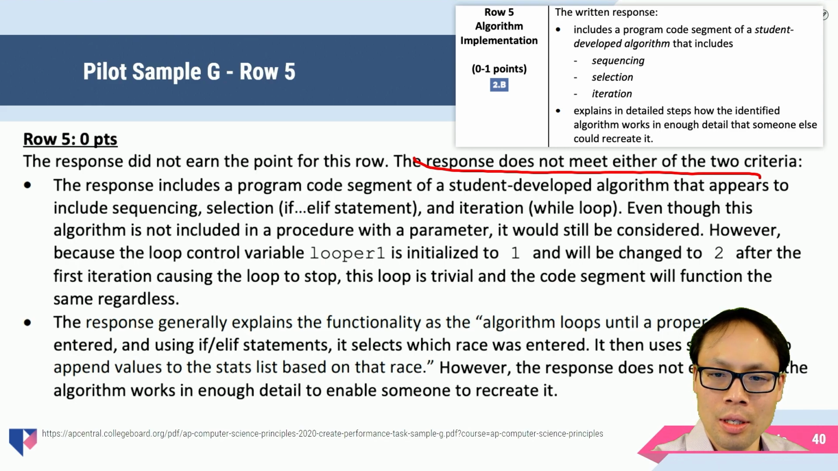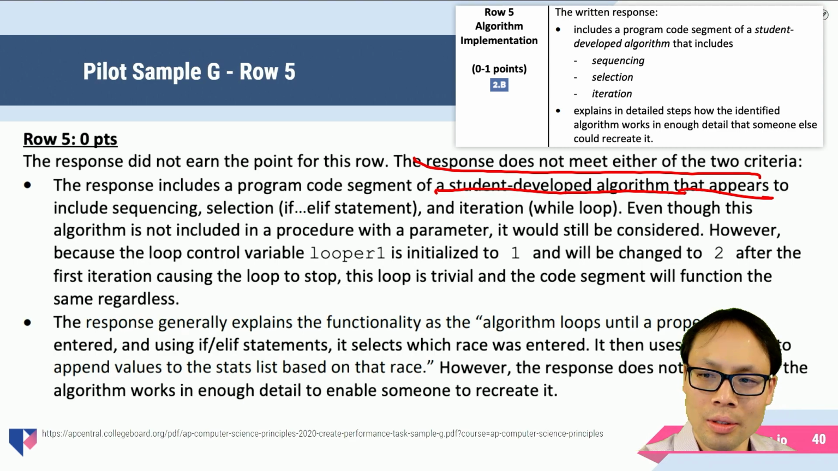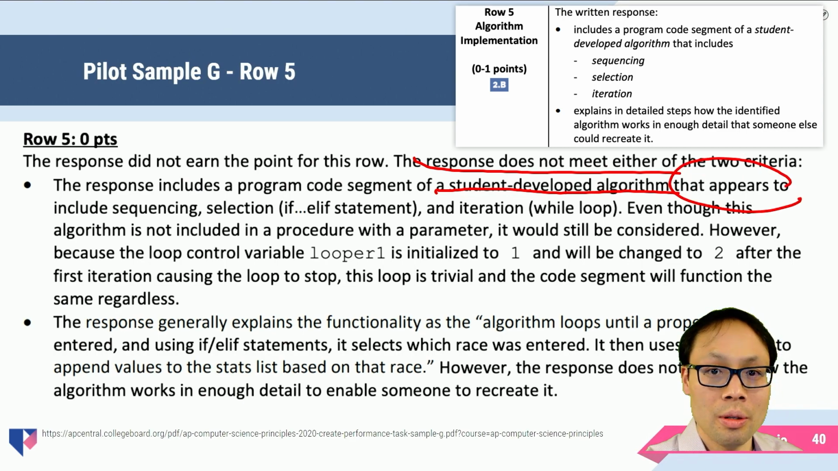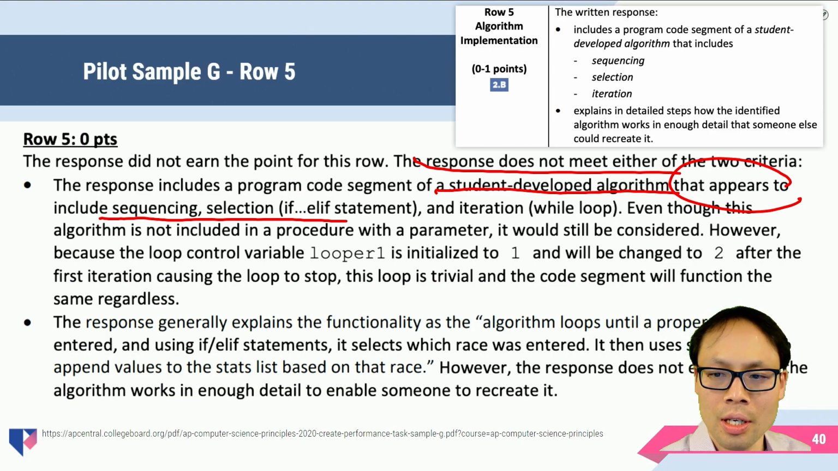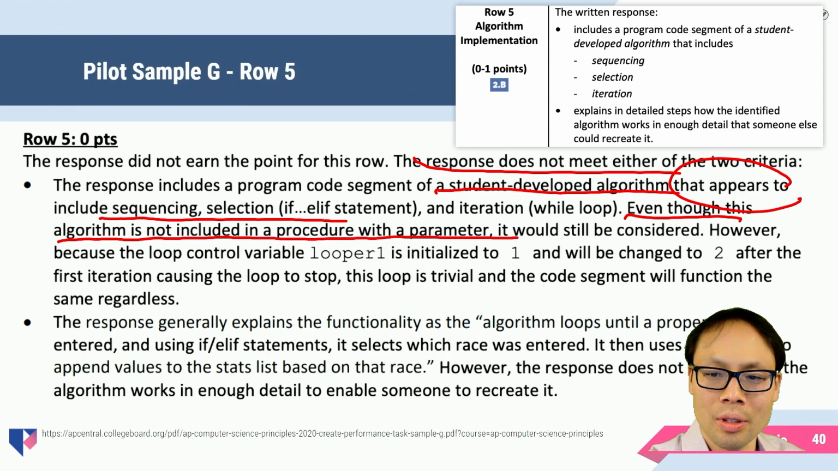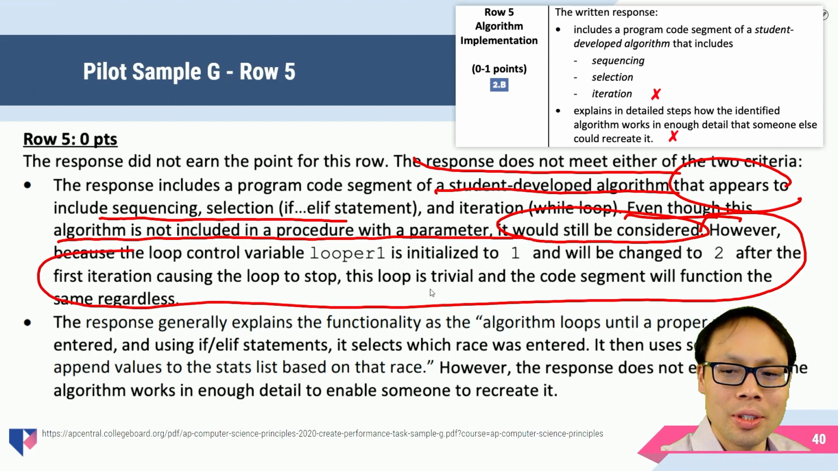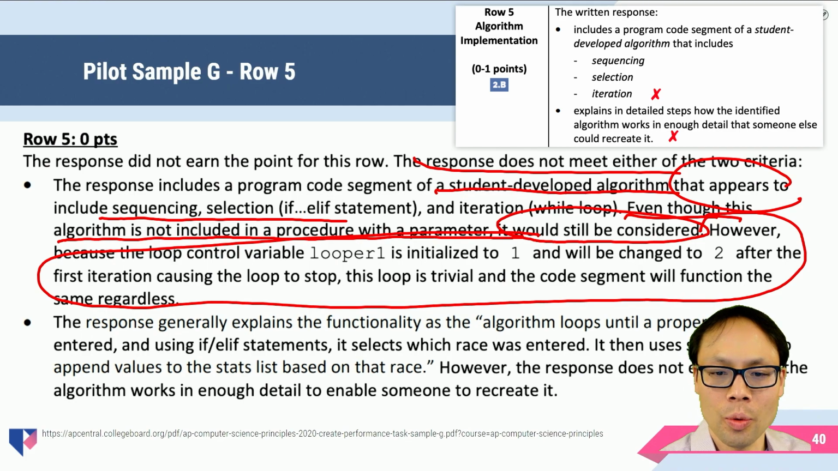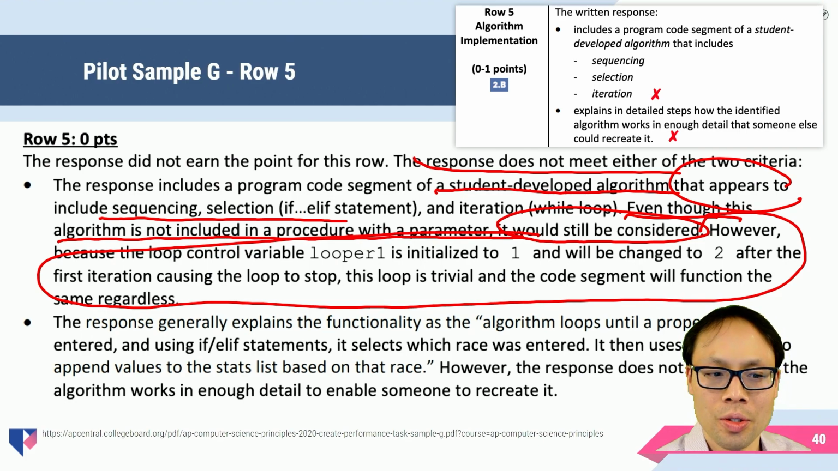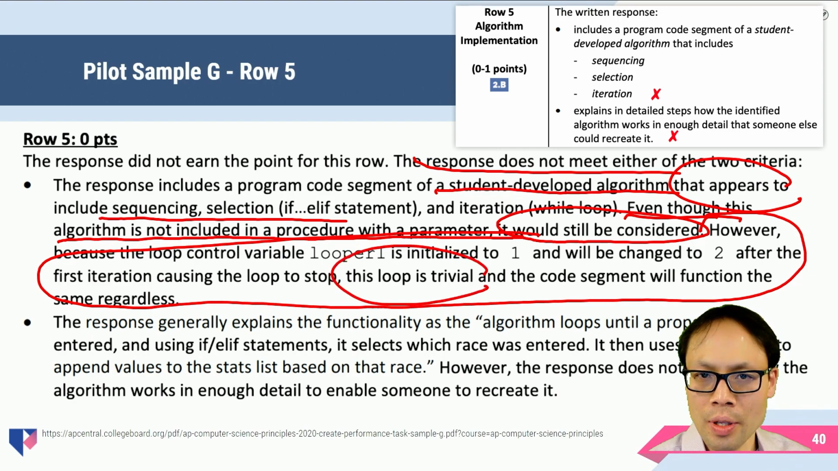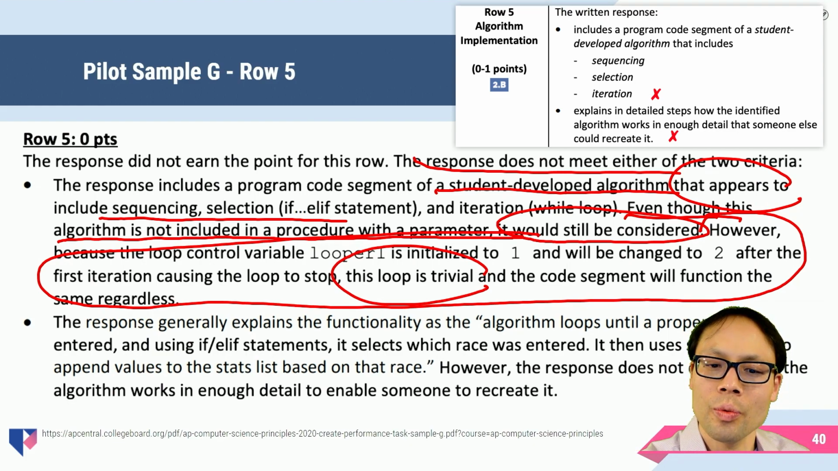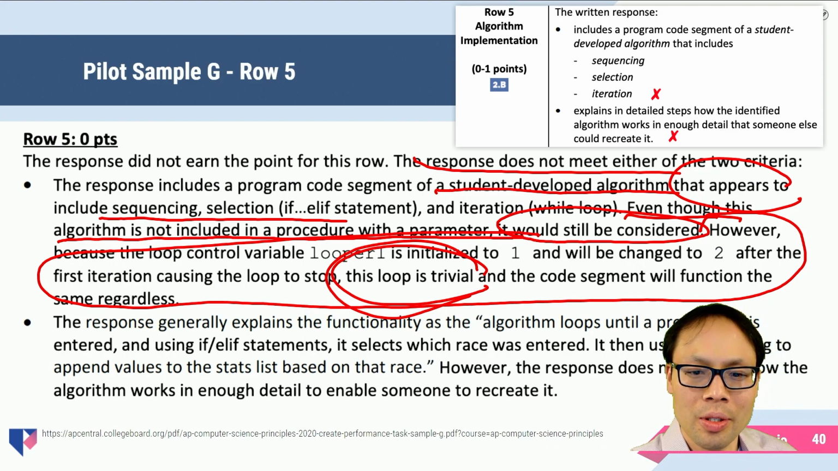So the response includes a program segment of a student-developed algorithm that appears to, this is where I said, I feel like the reader is really kind of giving the student the benefit of the doubt here. So it appears to include selection, iteration, etc. Even though this algorithm is not included in a procedure at the parameter, it would still be considered. So again, I feel like College Board is really going out of their way to give people the benefit of the doubt. Now, this is why it was disqualified. It says, however, because the loop control variable looper1 is initialized to 1 and would be changed to 2, this loop is trivial. So this is kind of the important point here. So again, I think College Board is giving people the benefit of the doubt, but when they see enough, I think they've had enough. And so when they saw that this loop was trivial and it wasn't really doing all that much, they just disqualified it.